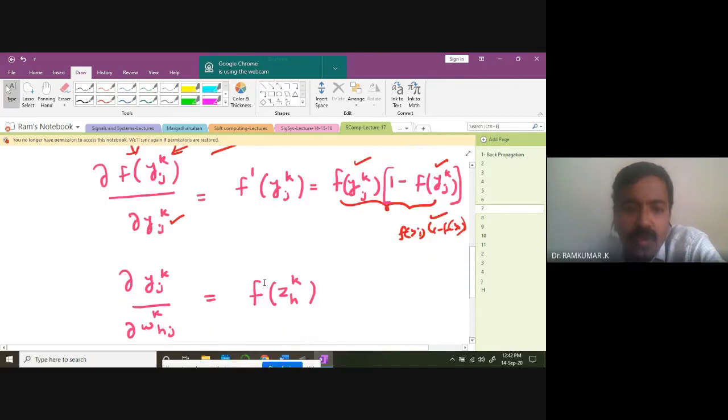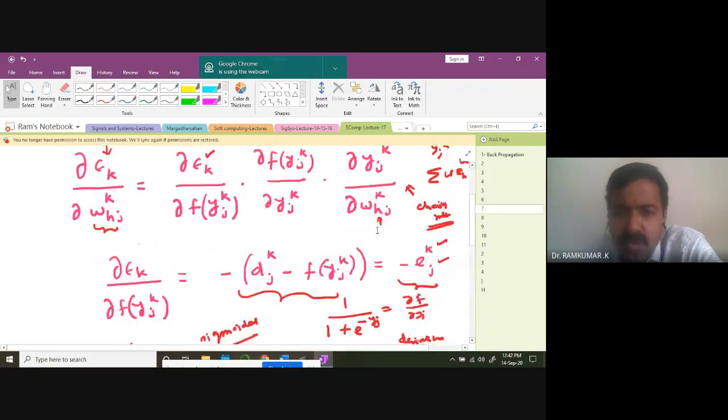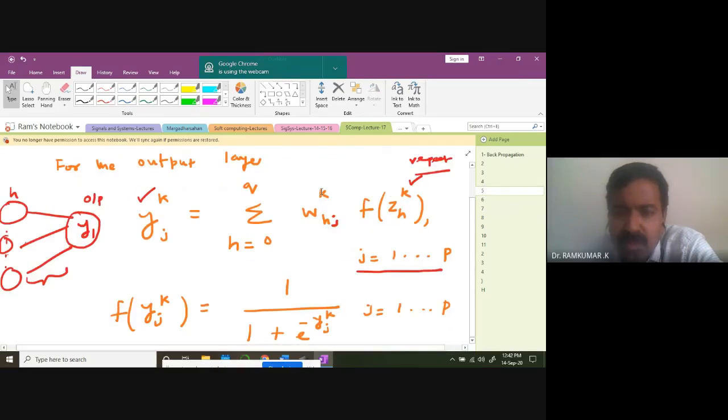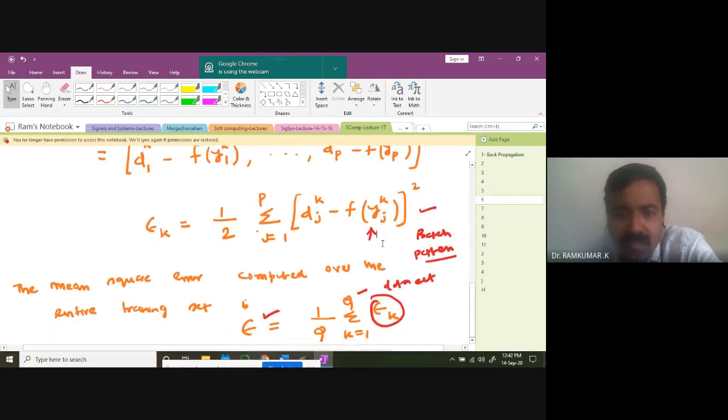Then you go for ∂yjk by ∂whjk. That is nothing but f of zhk. Why? What is that yjk? We already derived it. Look at this, this is yjk. If I find the derivative of this with respect to whj, I am going to get only this function. So that's what I have written.